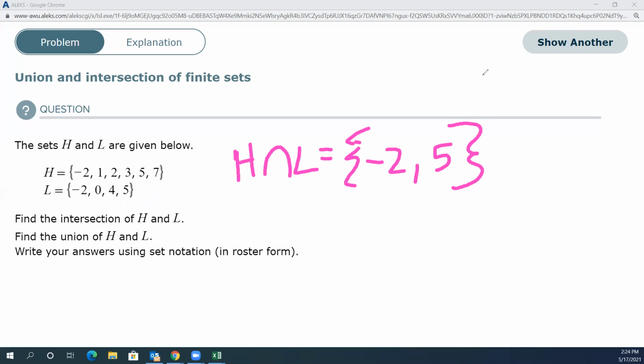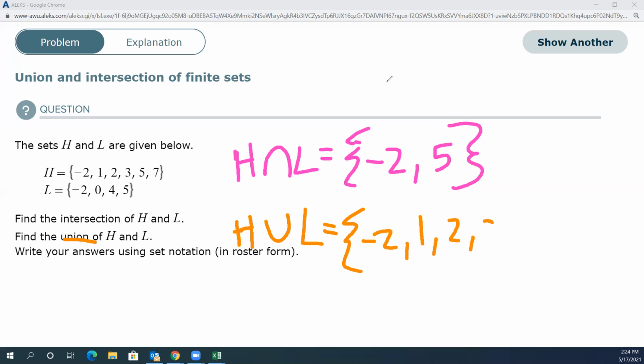Now, the union, that's going to be denoted with a U. So the intersection symbol flipped over. That's all. It's not especially creative. The union is just everything that's in the two sets. So the easiest way for me to do this is just take the first set and write everything down.